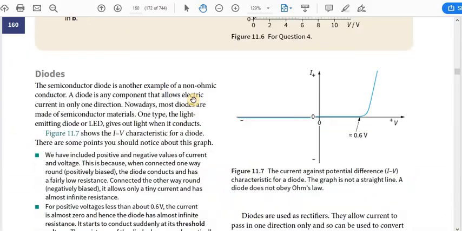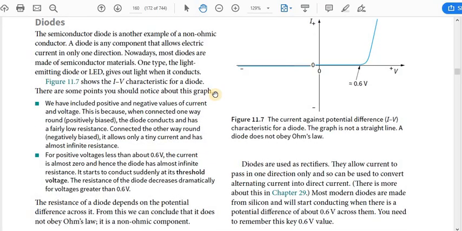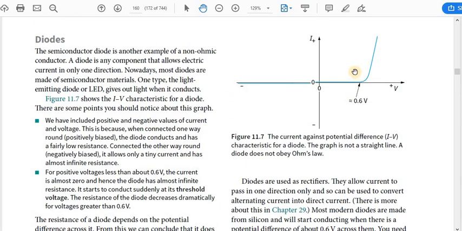Alright, let's move on. And diodes are also very important. You have to know how these things work. It lets current flow in one direction but doesn't let the current flow in the opposite direction. In the O-level class also you have learned this. A diode is any component that allows electric current in only one direction. Nowadays most diodes are made of semiconductor materials. One type, the light emitting diode or LED, gives out light when it conducts. You have seen LEDs, we use them in our homes also. An LED lets current flow only in one direction, and when the current flows it gives out light.